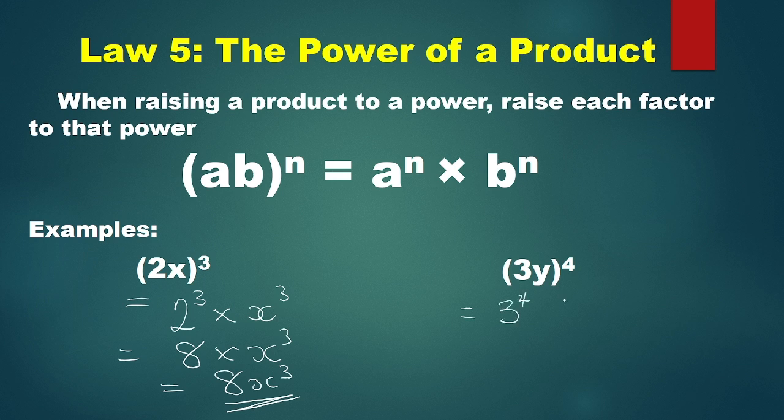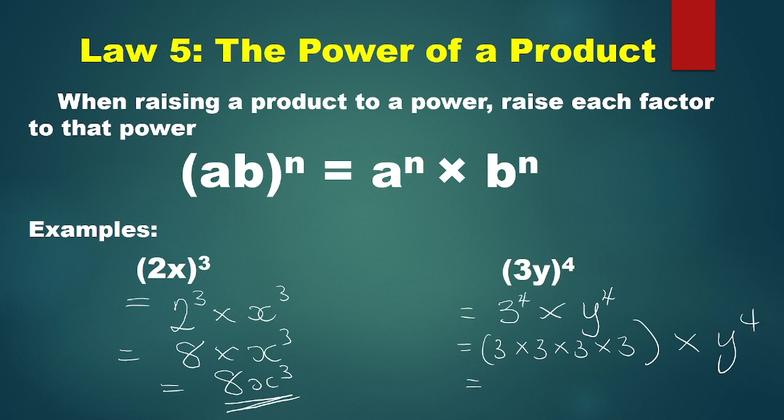to power 4 multiplied by y raised to power 4. 3 raised to power 4 is simply 3 times 3 times 3 times 3. Then times y raised to power 4. 3 times 3 times 3 times 3 will simply be 81 times y raised to power 4, which is equal to 81y raised to power 4. And that's the solution to that question.